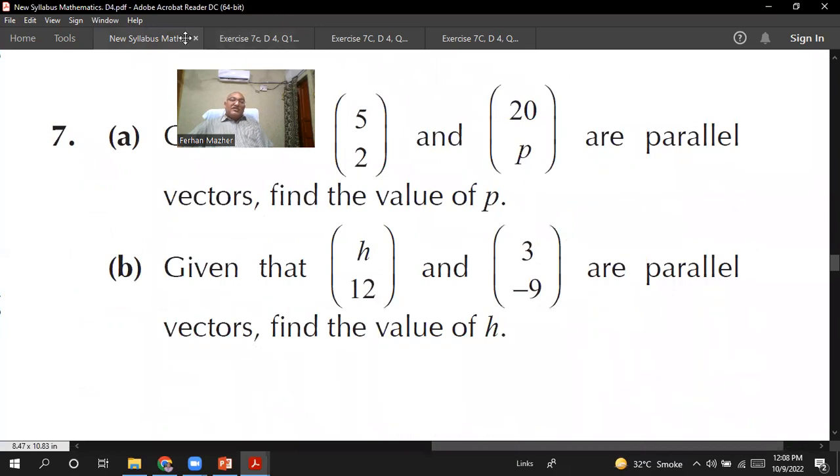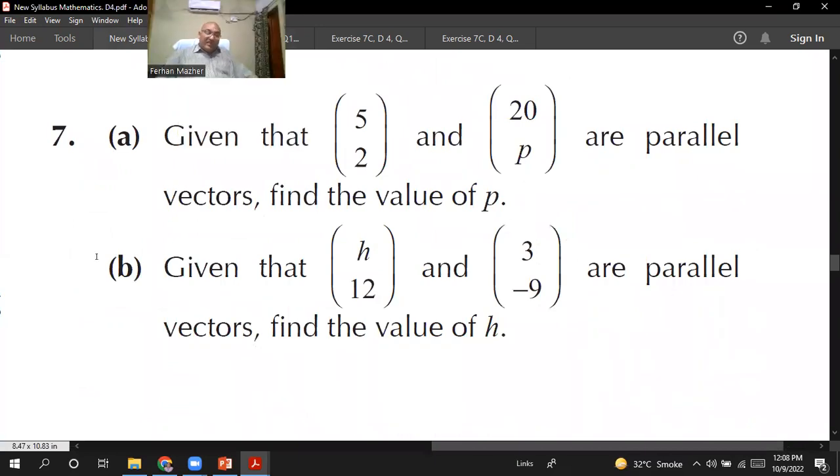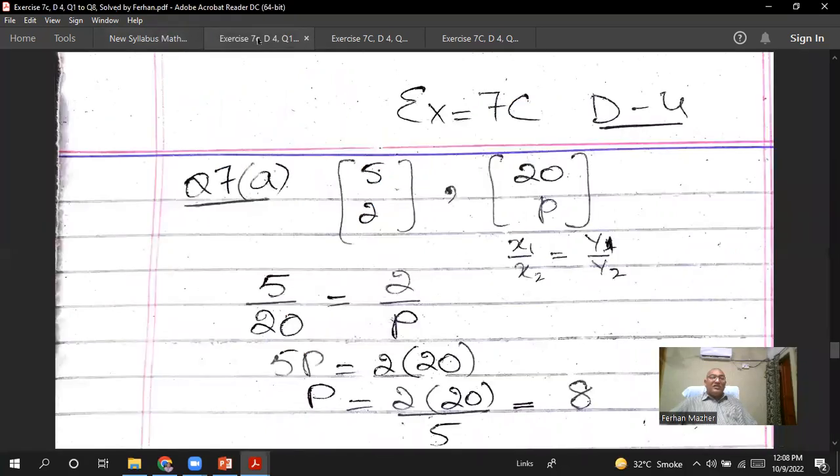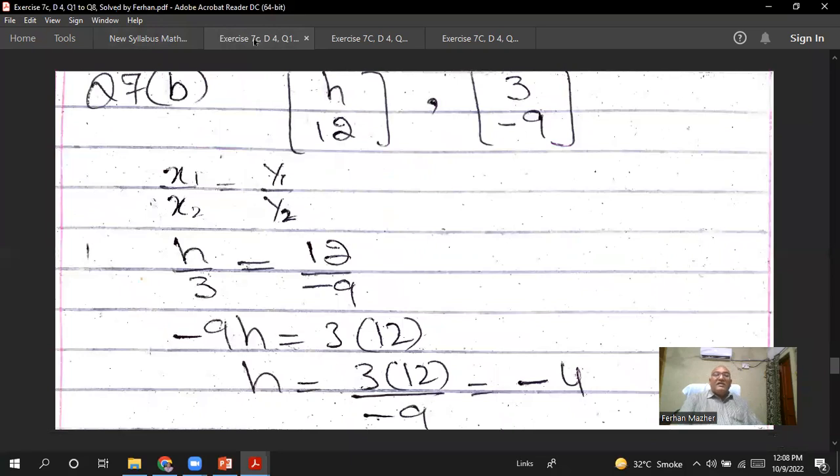Okay, so the next portion they are asking is, given that (h, 12) and (3, -9) are parallel vectors, find the value of h. Okay, so these two vectors, it is given that they are parallel. If these two vectors are parallel to each other, then the ratio of their x1 to x2 and the ratio of their y1 to y2 will be the same.